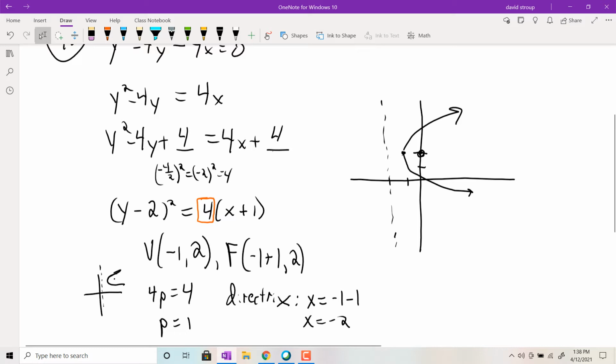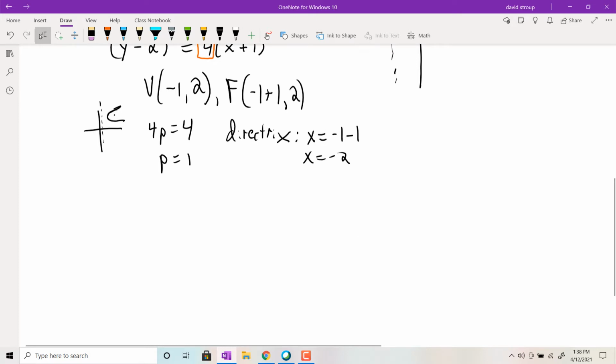So you need the vertex, the focus, and the directrix, and you need to label all that. You need to identify all that, and then you need to go over here and graph it all. Okay, so that's the parabola. Let's look at the next guy, the ellipse. Okay.